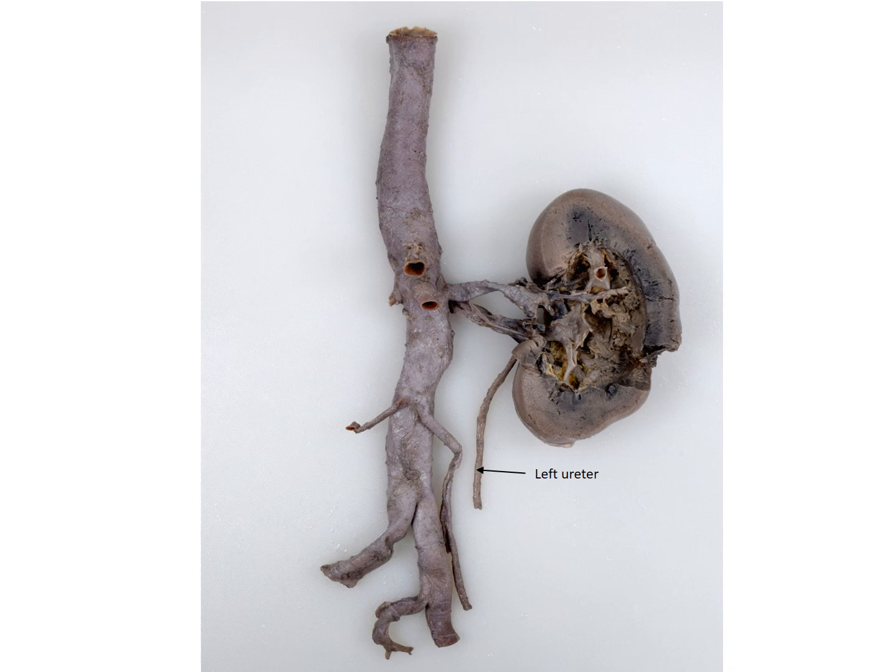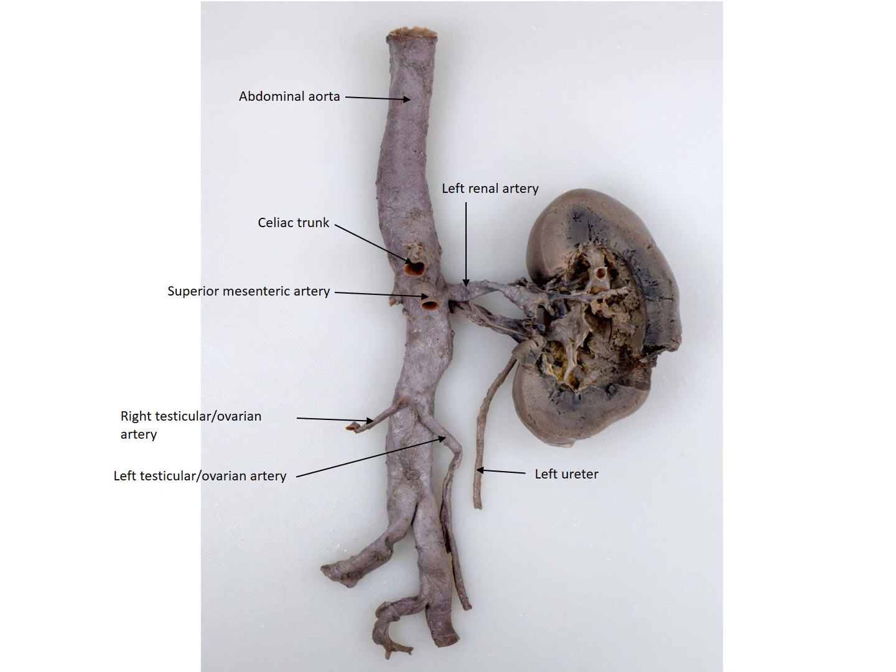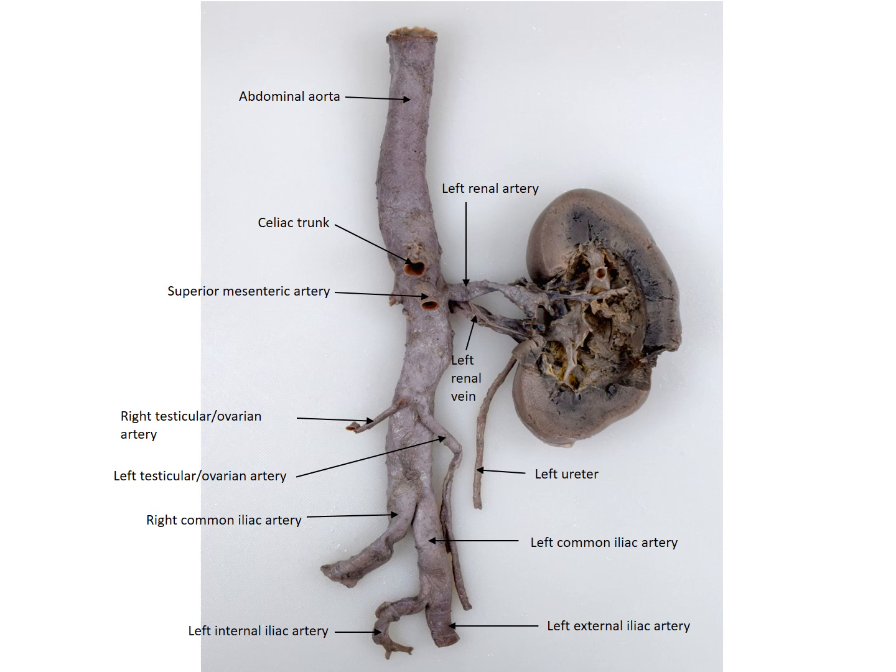Here we have left kidney with left ureter. This is the abdominal aorta. The first unpaired branch is celiac trunk. The second is superior mesenteric artery. This is the left renal artery. Right and left testicular or ovarian artery. Right and left common iliac artery, and from the left side left external iliac artery and left internal iliac artery. This is the left renal vein.